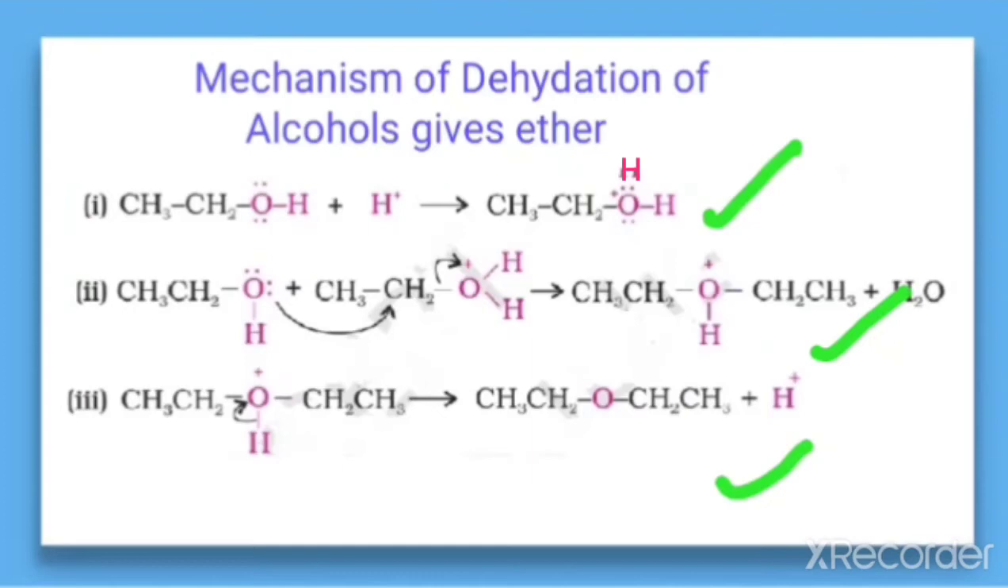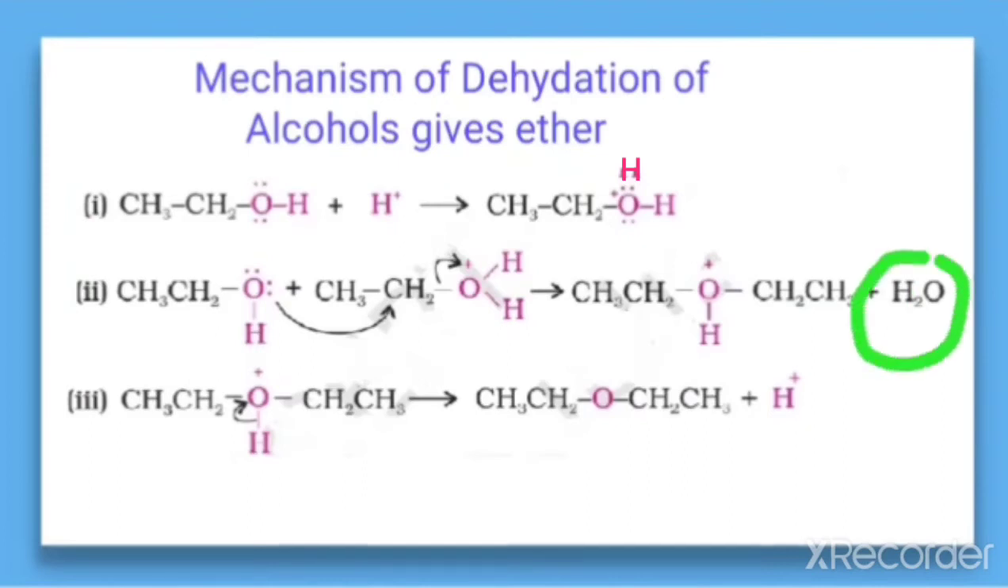This is called dehydration of alcohol, because there is a removal of water, which you can find in the second step. Due to the nucleophilic attack of another alcohol molecule on protonated alcohol, an oxonium ion is formed, plus there is a removal of water here. So elimination of water is taking place. Therefore, this process is called dehydration, that is removal of water. So it results in the formation of ether.